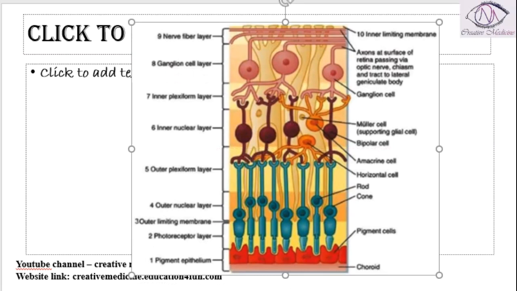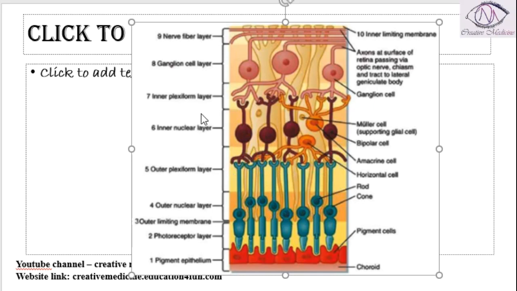So retina contains 10 layers. We have retinal pigment epithelium, photoreceptor layer, and external limiting membrane. This is outer nuclear layer, which contains the nuclei of rods and cones. Then we have outer plexiform layer, which comprises synapses between the rods, cones and the cells.